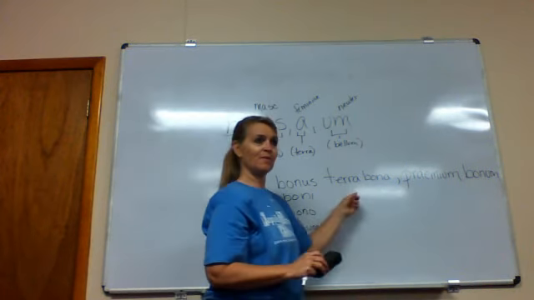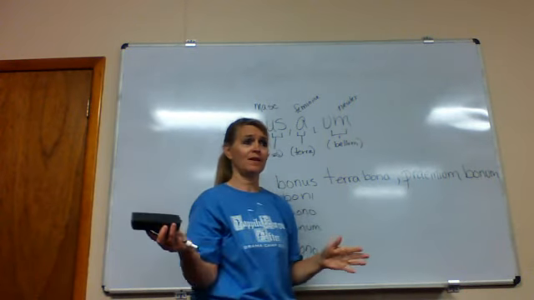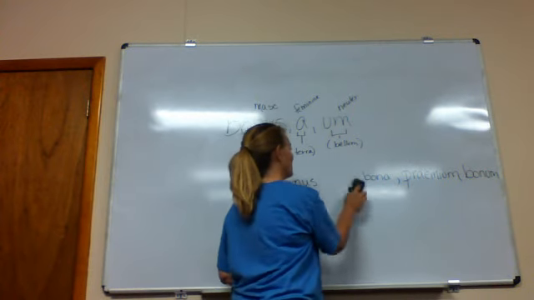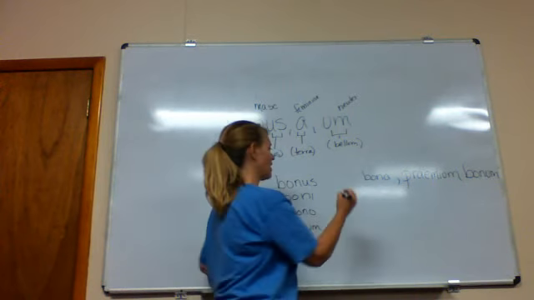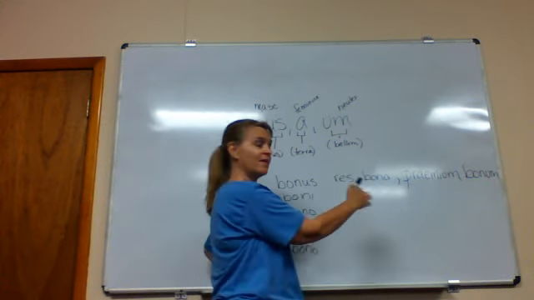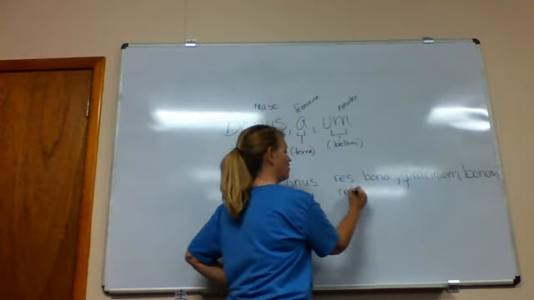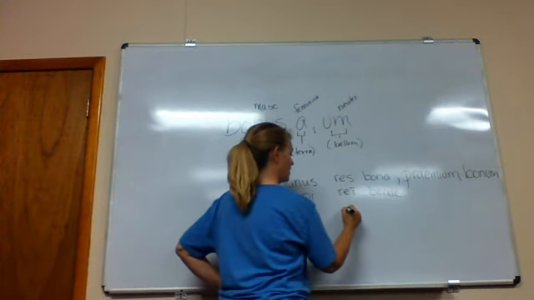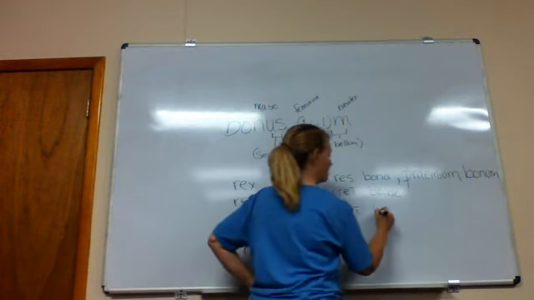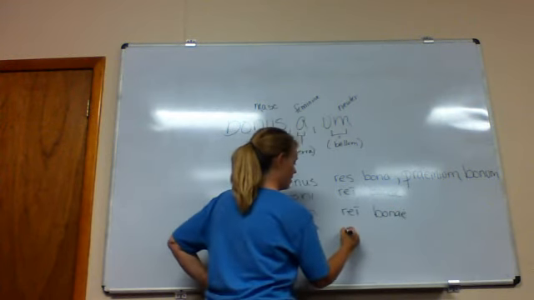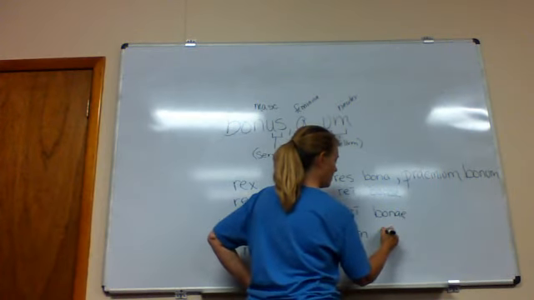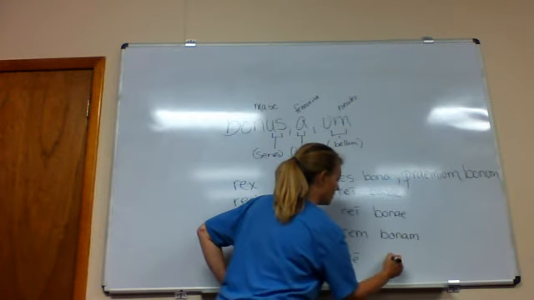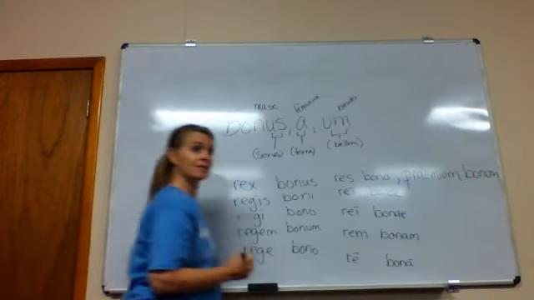Why don't we do that over here too? Somebody give me a third declension feminine, or it could be fourth or fifth. How about fifth? Somebody give me a fifth declension word. Res. Res, okay, we got res, which means thing or affair. So we got res bona, then what are we going to have here? Rei bonae. You guys are good. What do I got here? Rei bonae. How about here? Rem bonam. And how about here? Re bona.